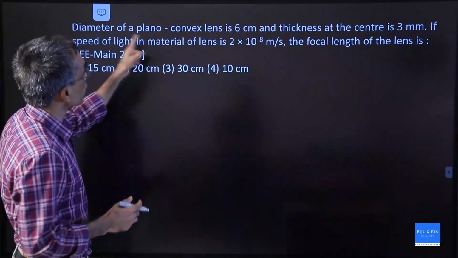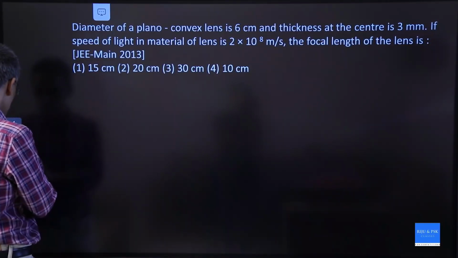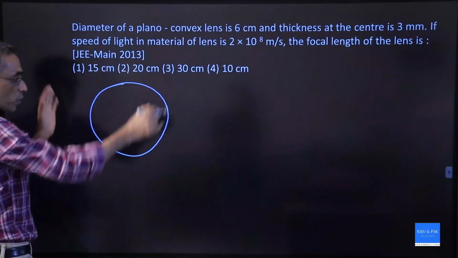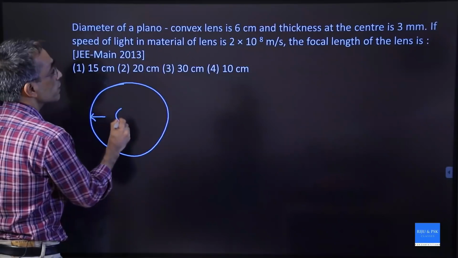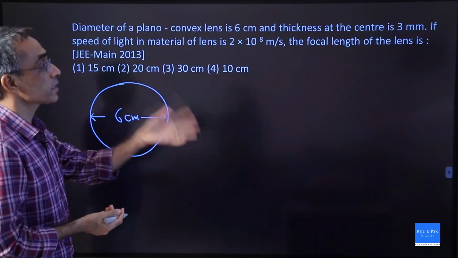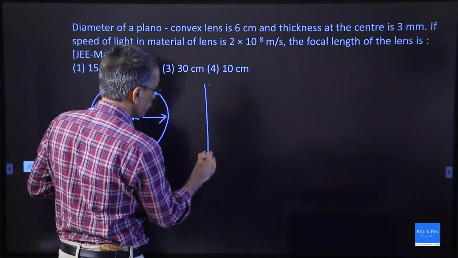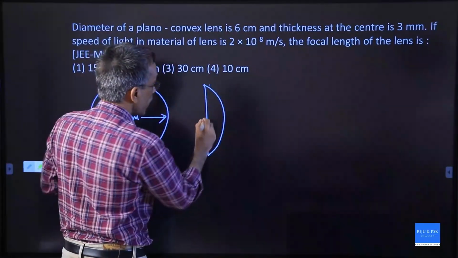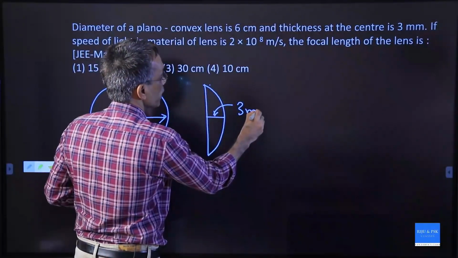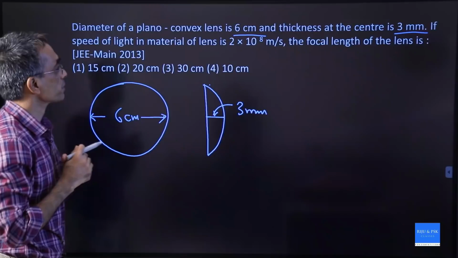What is given? Diameter of a plano-convex lens is 6 centimeter. So when you say diameter of a plano-convex lens, that is this thing, diameter. Plano-convex lens must be circular in aperture, and this diameter is given as 6 centimeter. Thickness at the center is 3 millimeter. How to show thickness at the center? This is the front view. I will go for the side view. This is the side view of the lens, and this thickness at the center is given as 3 millimeter. See, the units are complex. One is centimeter, other is millimeter.